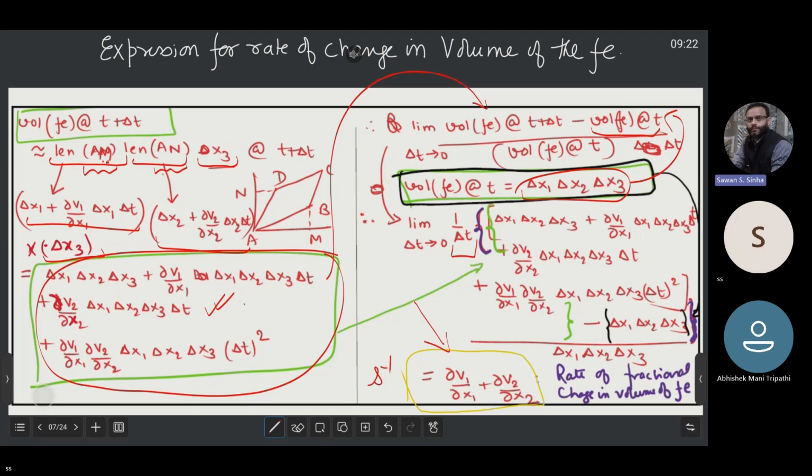So the rate of fractional change in volume of the fluid element is turning out to be the sum of the rate of fractional change in length AB plus the rate of fractional change in AD. All right, it's quite simple, despite the fact that you had so many terms here. In the limit delta t going to 0, that's what it turns out to be. Okay.